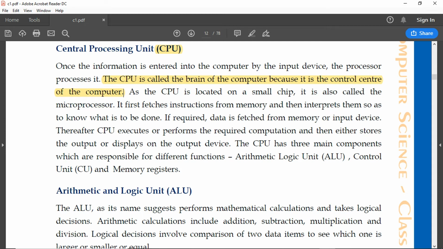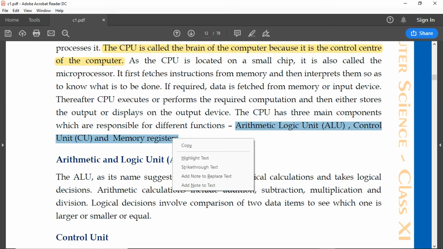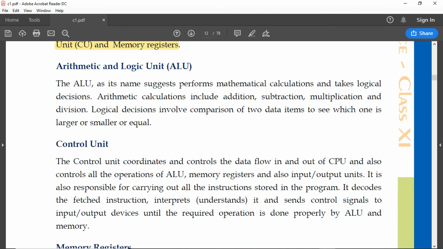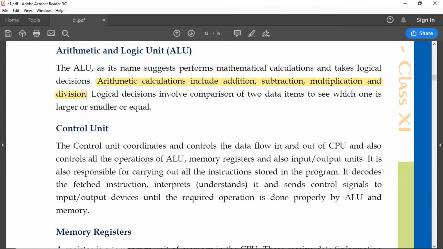The CPU has three main components, which are responsible for different functions: arithmetic logic unit, ALU, control unit, CU, and memory registers. Arithmetic and logic unit, ALU. The ALU, as its name suggests, performs mathematical calculations and takes logical decisions. Arithmetic calculations include addition, subtraction, multiplication and division. Logical decisions involve comparison of two data items to see which one is larger or smaller or equal.